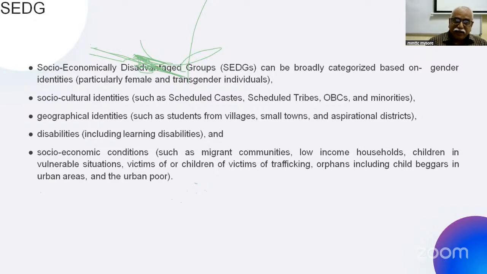And similarly, socioeconomic conditions. In these socioeconomic conditions, we might be seeing people migrating from one state to another state due to various reasons. So migrant communities are there, low income households are there, vulnerable sections of the societies are there, victims of trafficking are there, orphans are there. So urban and rural poor are there. All these things contribute to the socioeconomic conditions.